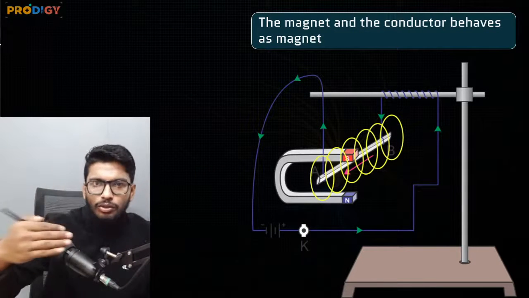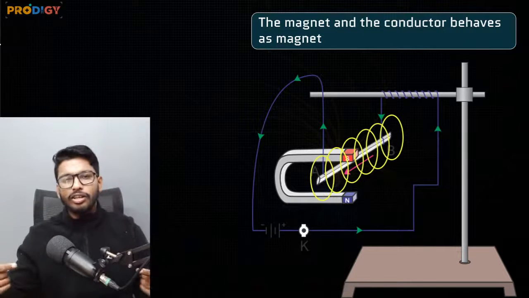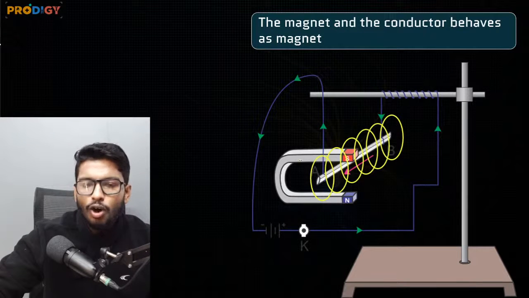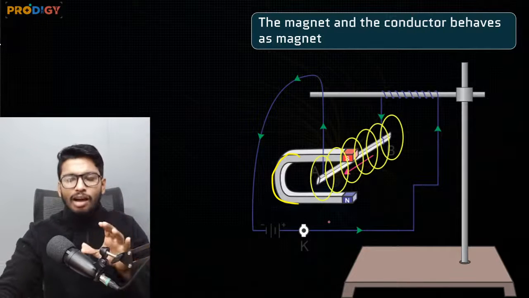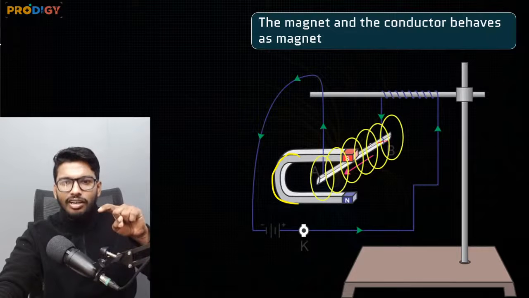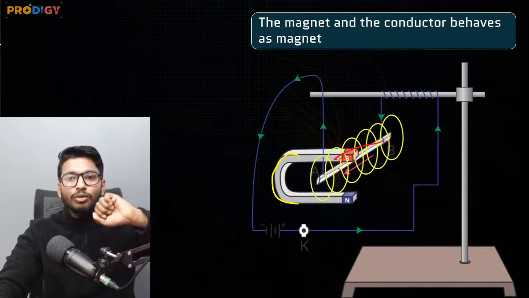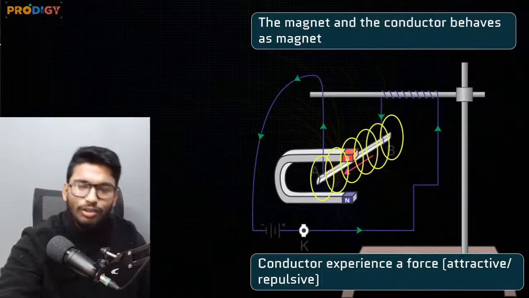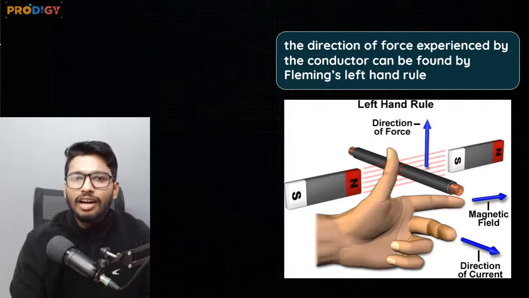We know that when current is flowing through a conductor, a magnetic field is created around it, or in other words, it behaves like a magnet. This is a horseshoe magnet, which means it's a permanent magnet. It already has a magnetic field. So there is an interaction between the magnetic field produced by the current flowing through the conductor and the magnetic field of this magnet. Because of this, the conductor will experience a force, either an attractive or a repulsive force. This can be found out by using Fleming's left hand rule.